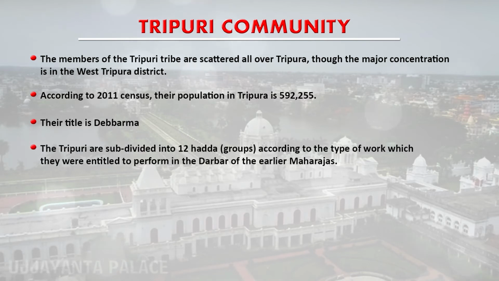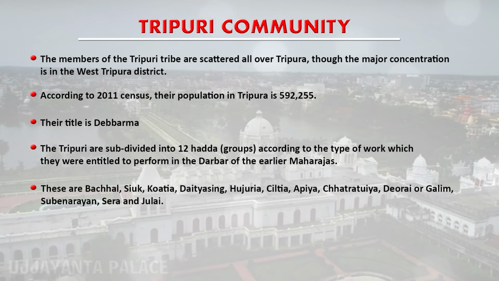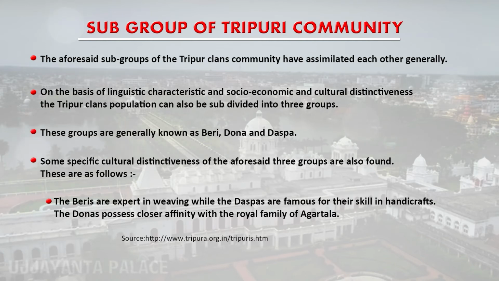The Tripuri are basically subdivided into 12 hodas or groups according to the type of work they were entitled to perform in the darbar of the earlier Maharajas. They are mainly Basal, Suik, Kuatia, Dait, Tangsi, Hujuria, Sitalia, Epia, Sathalia, Devrai or Galim, Sera, etc. The aforesaid different groups of the Tripuri have generally assimilated with each other. Although they belong to different groups, they work together on the basis of linguistic character and the socio-economic culture distinctive of the Tripuri clan.